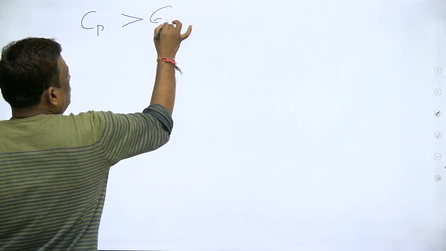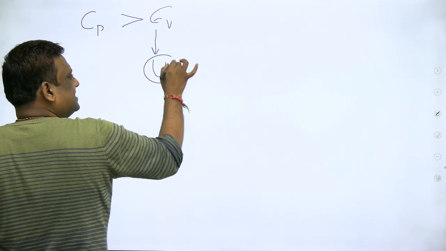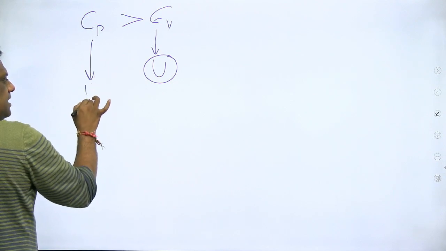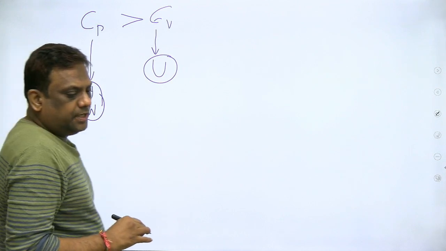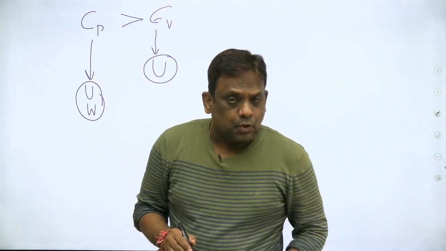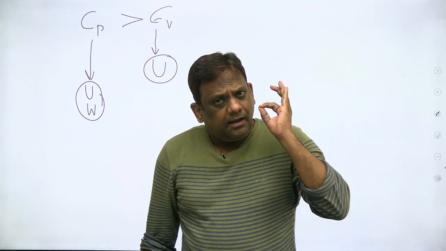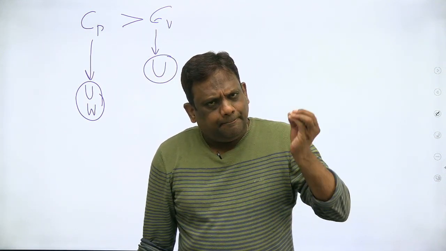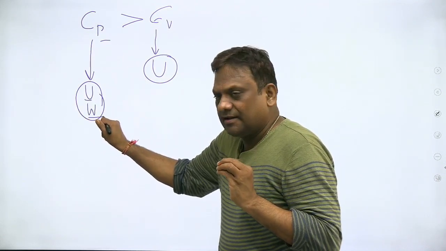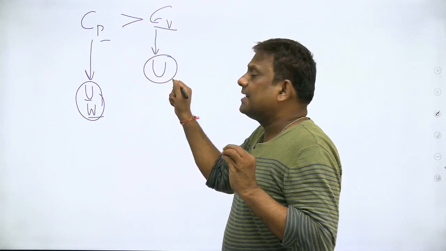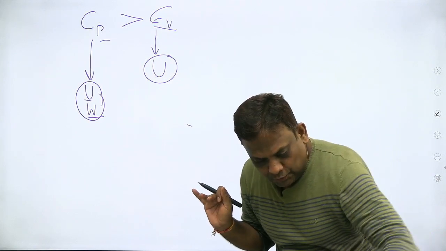You know, my dear students, in constant volume, there is only one thing associated, that is internal energy. In constant pressure, there are two things, that is internal energy and external work. So he may be asking in examination, why is Cp greater than Cv? Your answer should be like this: Cp includes both internal energy and external work, whereas Cv includes internal energy only. That is the point you need to note.